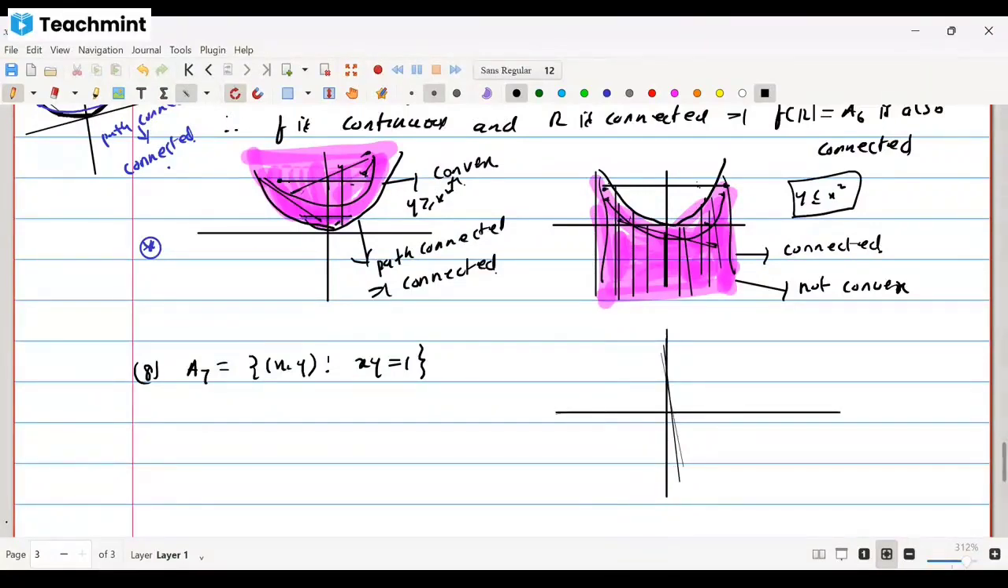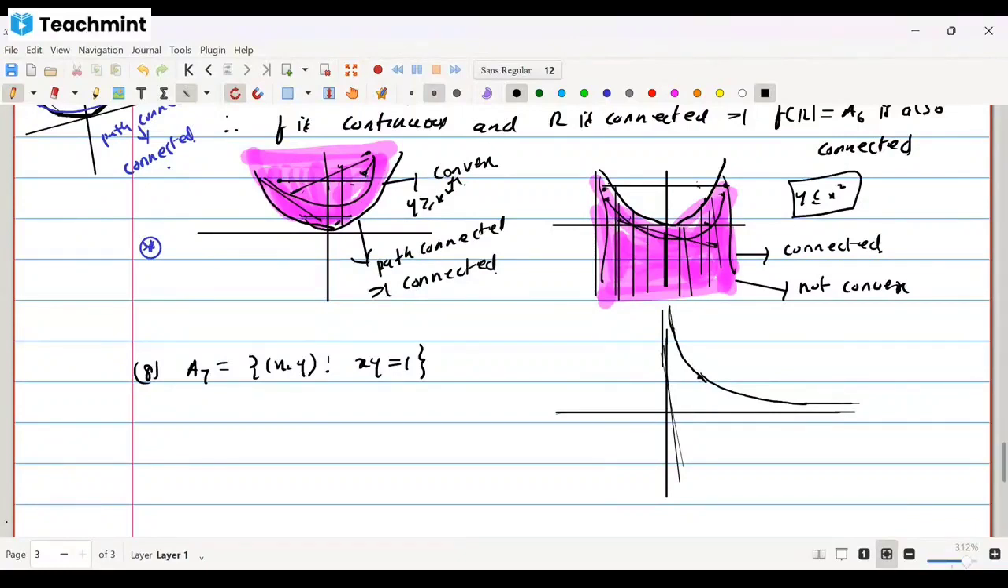y is equal to 1 by x line. So whenever x is greater than 0, 1 by x, this is (1, 1), so it passes through (1, 1). Whenever y approaches 0, x approaches infinity. Whenever x approaches 0, y approaches infinity.